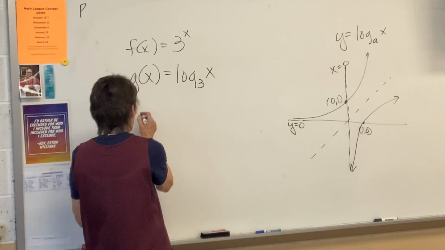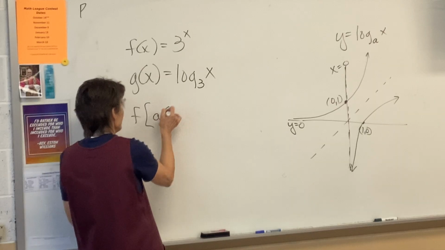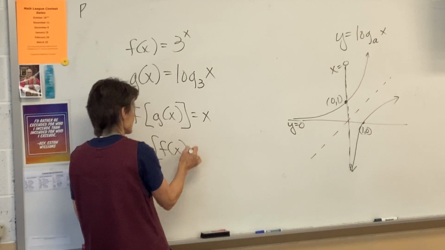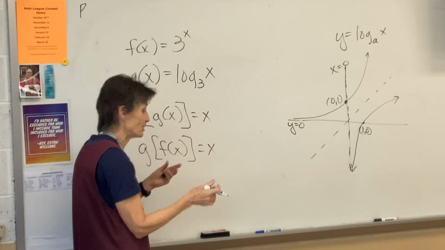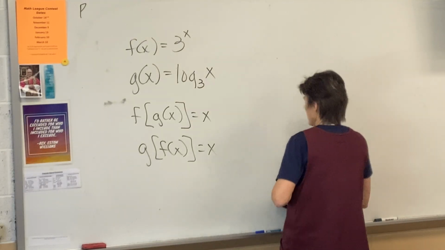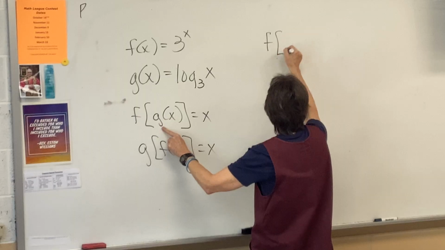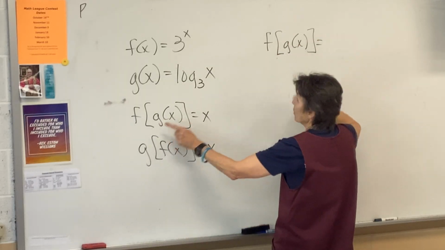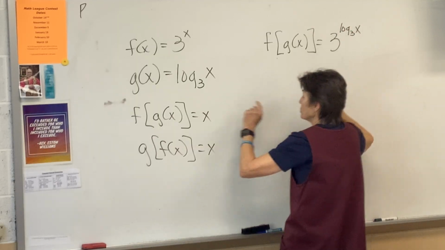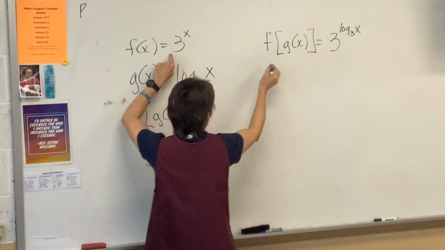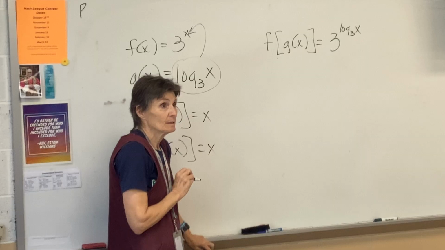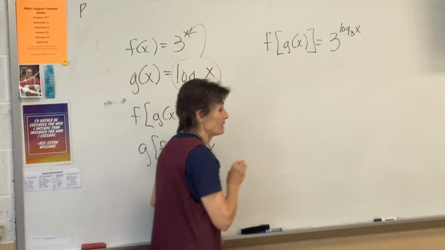And we know we do that by showing that f of g of x is x and g of f of x is x. That's our proof. That's how we do it. So, let's go through it. Here we go. F of g of x will be 3 to the log base 3 of x. Would you agree with that? F of g of x. Is that okay? And we just talked about it. What does that equal? X.